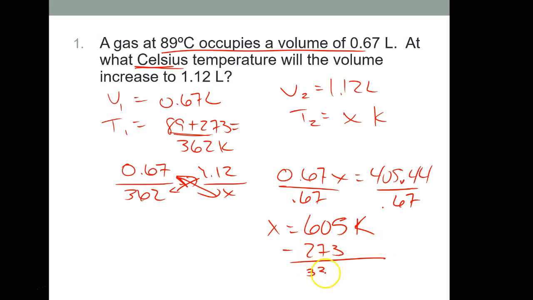You cannot do Charles's law using it in Celsius. If you put 89 on the bottom here, you're going to get a completely different answer. Okay? It's only directly proportional when it's an absolute temperature. So even if the problem says Celsius, you just do it as if it's got to be in kelvins and then fix it later.